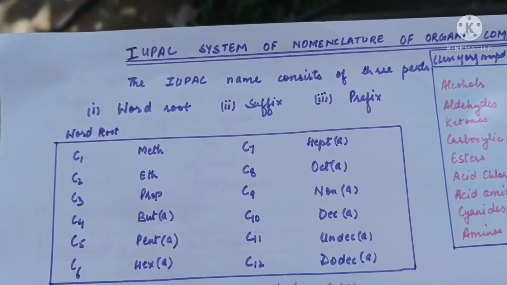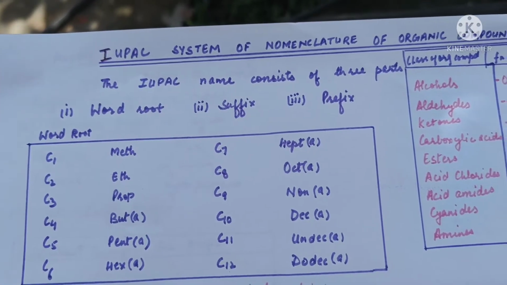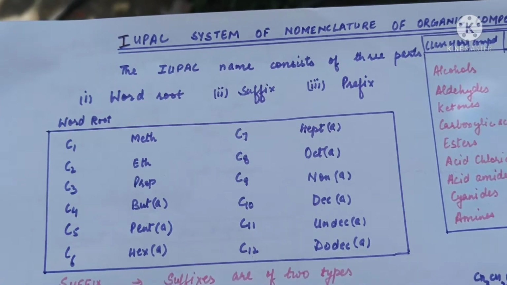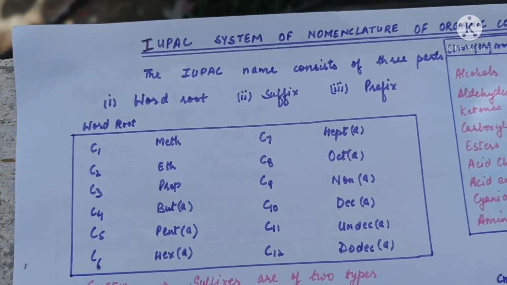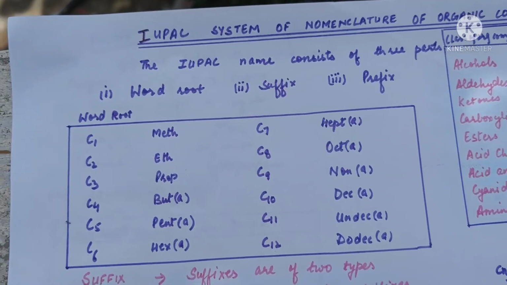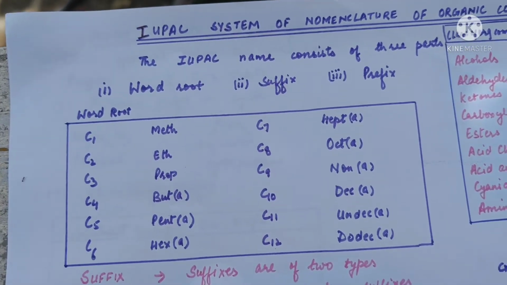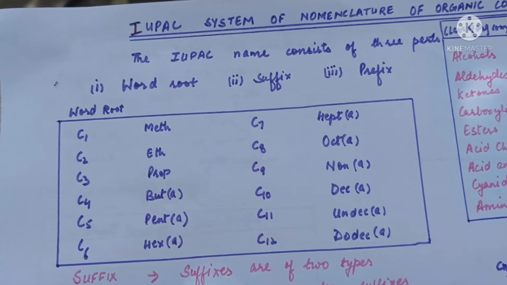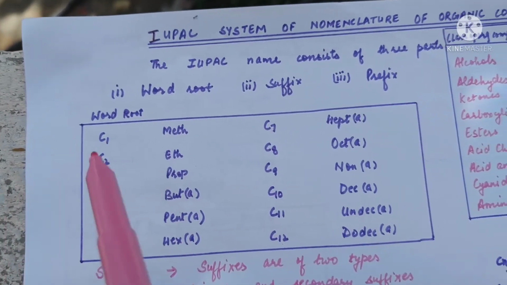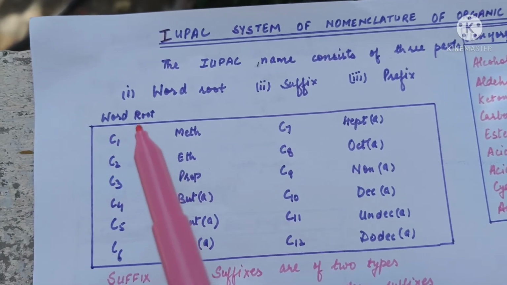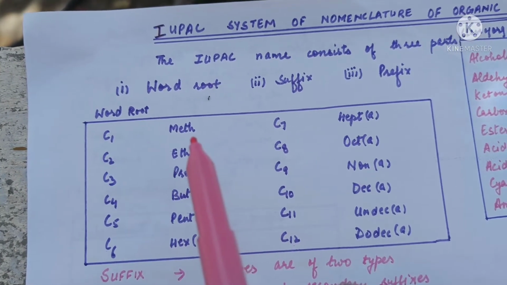Today we'll be doing the IUPAC system of nomenclature of organic compounds. An IUPAC name consists of three parts: word root, suffix and prefix. The word root is assigned according to the number of carbon atoms in the given compound. For example, for a compound containing one carbon atom, the word root assigned to it is meth.